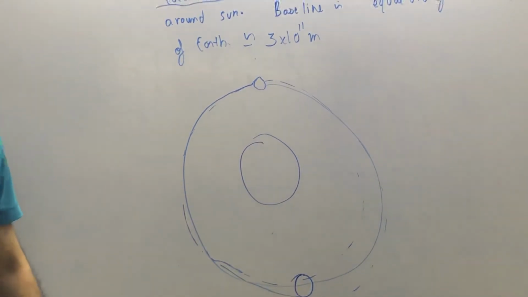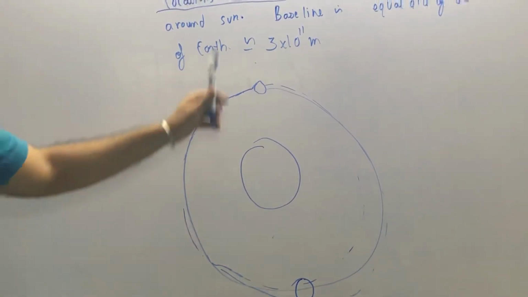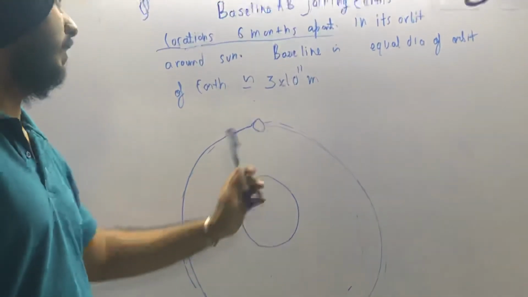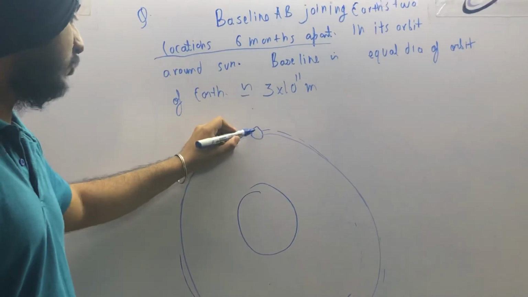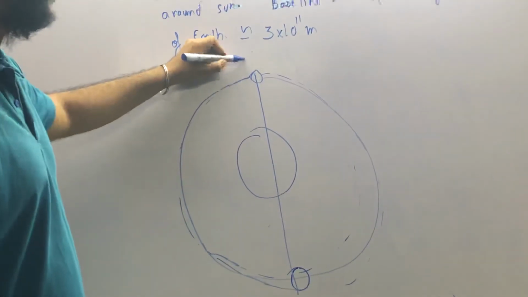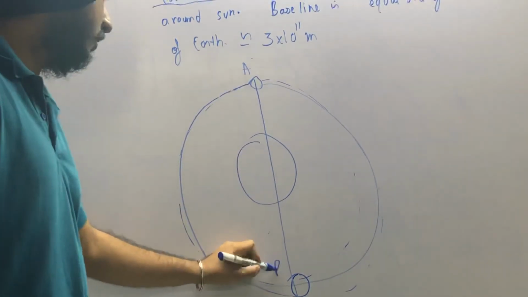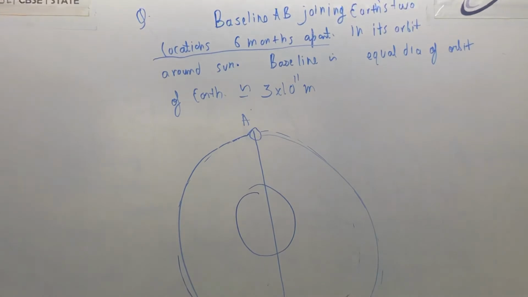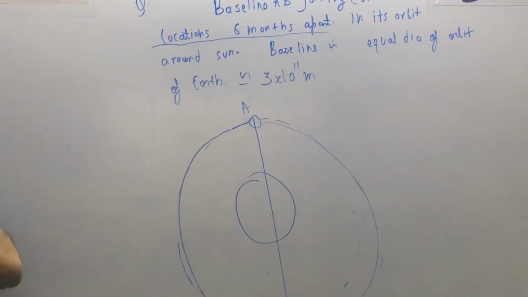There will be the second location of Earth. Now this is what he means by this term where he has written two locations 6 months apart. When I join these two locations, this is known as the baseline. I will name this AB. This is the baseline AB he is talking about.